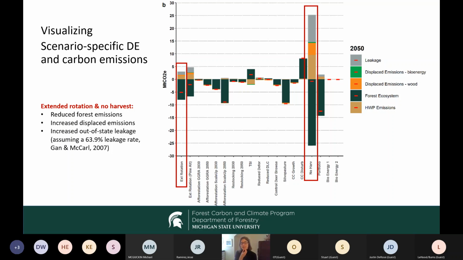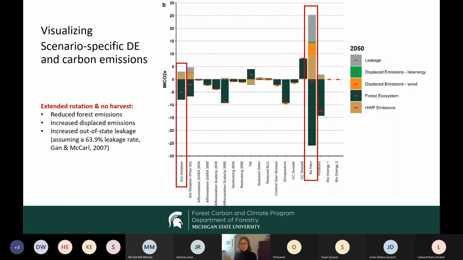in the absence of harvest, we still need to construct buildings, right? And so because we're not building with wood, we're building with other materials. And so here you see the displaced emissions in orange. So when we don't harvest, okay, well, we have to displace it with something else. And the way I mentioned leakage, we also assume that part of this, the continued demand for construction products, is going to be met with out-of-state imported harvest.